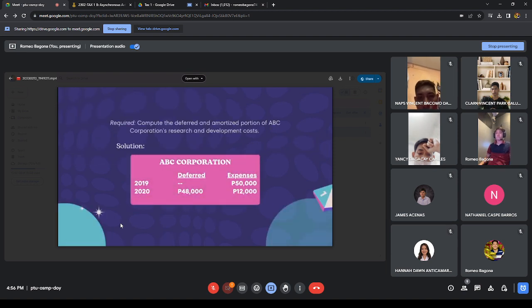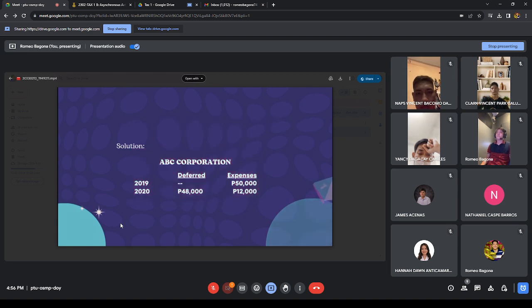So, what we need to look for is the deferred and amortized portion of ABC Corporation's research and development costs. The table below shows that in 2019, their deferred is none, and their expenses is 50,000 pesos. For 2020, their deferred is 48,000 pesos, and expenses are 12,000 pesos.